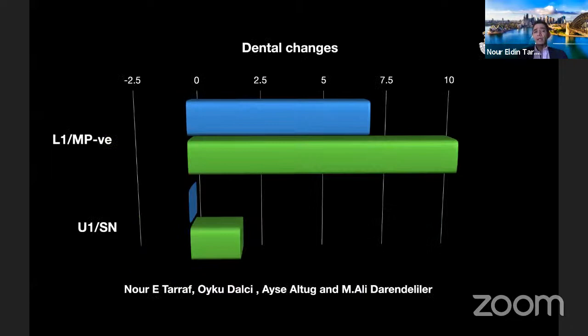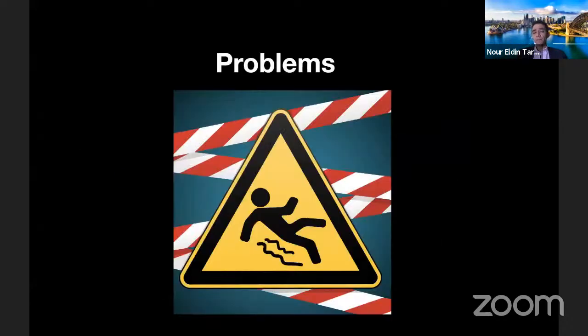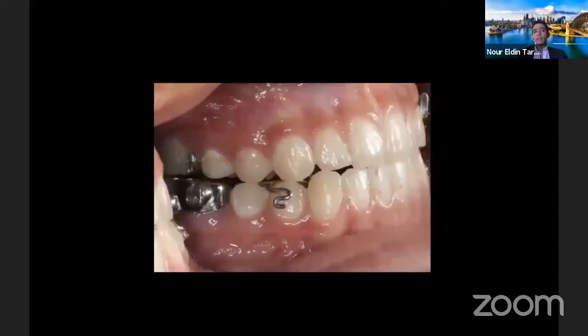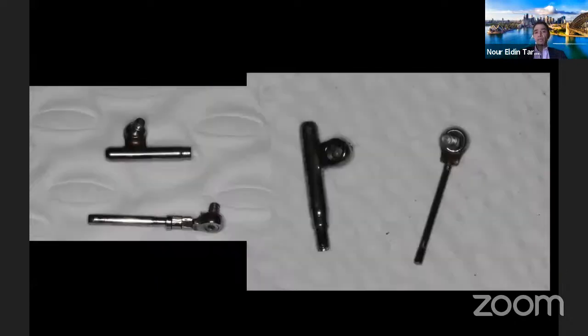Looking at the dental side effects, no dental side effects on the maxilla, but both of the groups had retroclination of the lower incisors. Now, the appliance does have problems, and one of the problems is fracture. Because the mandible doesn't really readily fall backwards, like it can posture forward in class 2 correctors, but it doesn't really push back very easily. So in some cases, we found that they did fracture those protraction arms, and sometimes the springs themselves fractured.